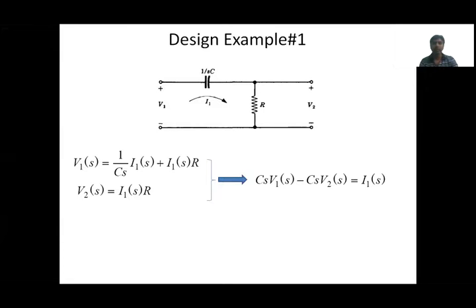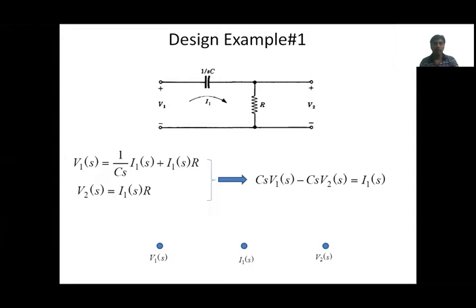Here the input is voltage V1 and the output is V2, again a voltage. In the middle we have the current, so you can take one extra node. See the first equation: V1 is equal to 1 by Cs times I1 of S plus I1 of S into R. So I1 is a node, easily you can understand here. And that node is connected to V2 of S in the second equation. So we have 3 nodes: input node, output node, and in the middle the extra I1 of S node.